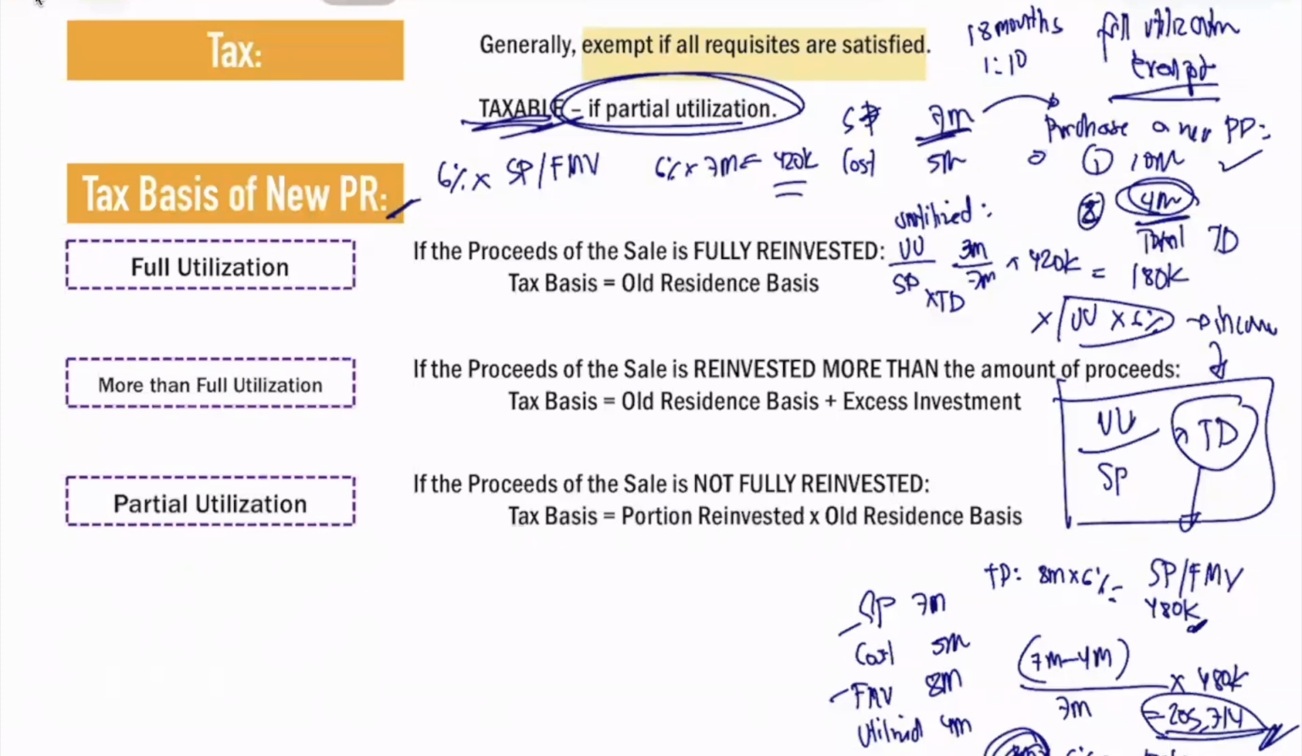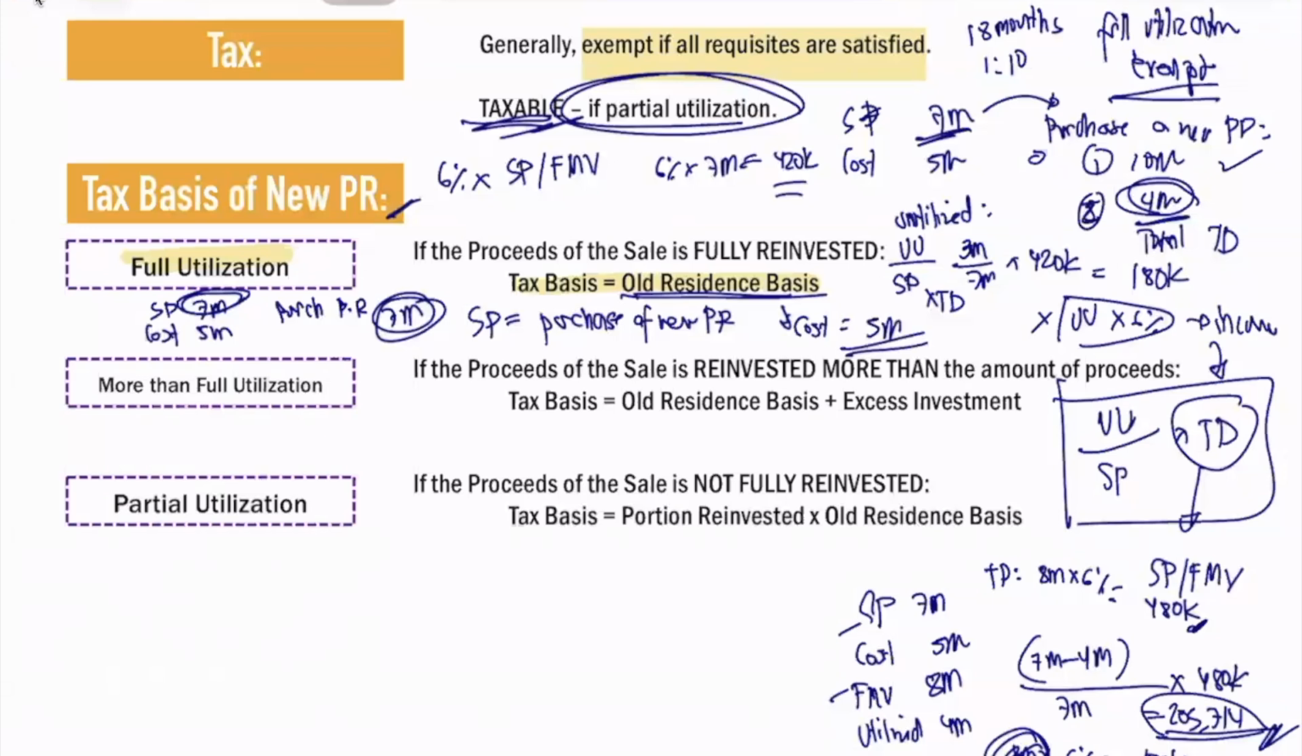Now, aside from determining the tax due, you also need to determine the tax basis of new principal residence. So if ever it is full utilization, the tax basis is the old residence basis. So for example, the selling price is 7 million, right? The cost is 5 million. You purchase new principal residence at 7 million. So in short, ginamit nyo yung buong selling price for the purchase of new principal residence. What is the tax basis? The old residence basis. Old residence basis is the cost.